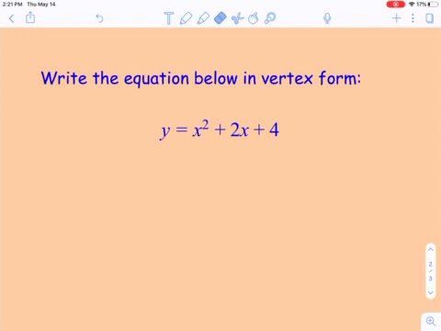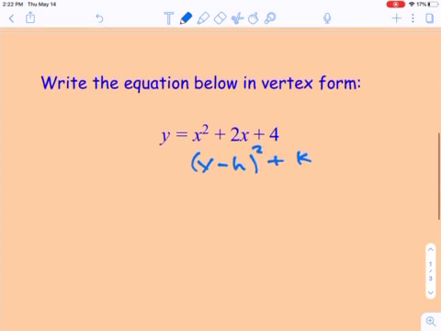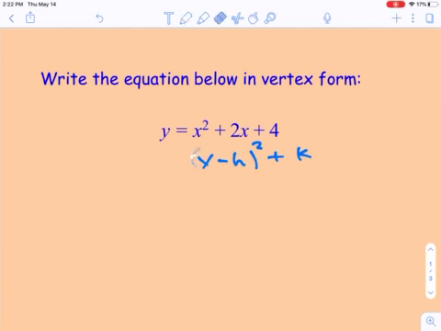All right, so it says write the equation below in vertex form. In order to write the equation in vertex form, I have to have something that's in an x minus h form plus a k. And k can be 0, but I have to be able to write this in a squared binomial form. And you can see, looking at this equation, that it's not factorable, so I can't write it like that.